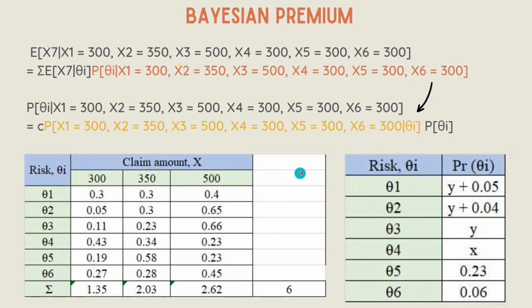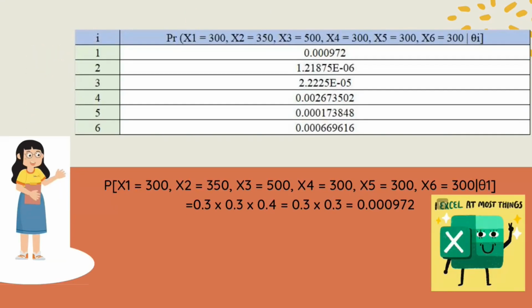After listing all the data given by the question, this is the table for the claim amount of x given theta 1 until theta 6 and the probability of each theta. Next, we calculate the probability of x1 until x6 given theta i. The probability of x1 equals 300, x2 equals 350, x3 equals 500, x4 equals 300, x5 equals 300, and x6 equals 300 given theta 1 is 0.3 times 0.3 times 0.4 times 0.3 times 0.3 times 0.3, which equals 0.000972.